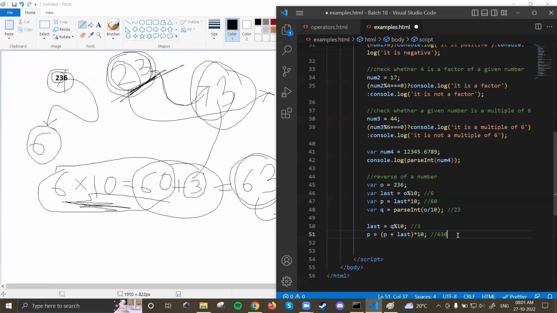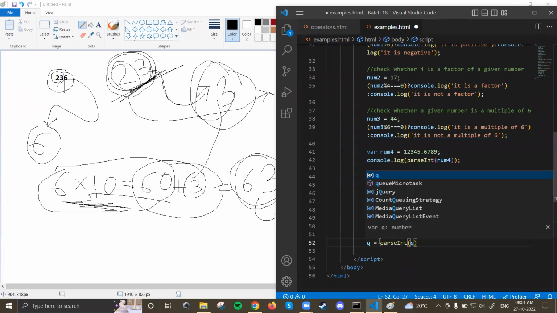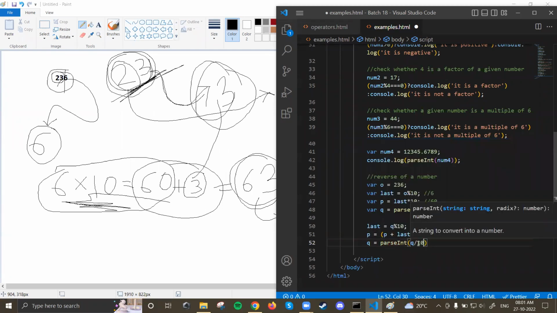Now we have to move to the next part. From this 23 we have to get the 2, isn't it? So how do we get the 2? Q is equal to parseInt of Q by 10. What is Q by 10? Q value is 23. 23 by 10 is 2.3. parseInt of 2.3 is 2. So Q will have 2.